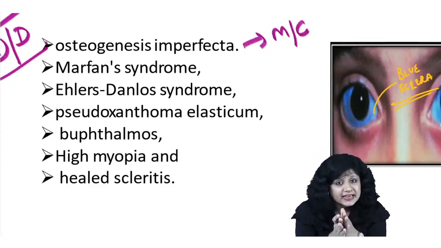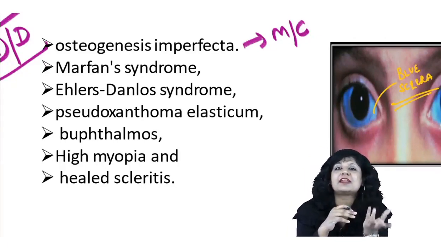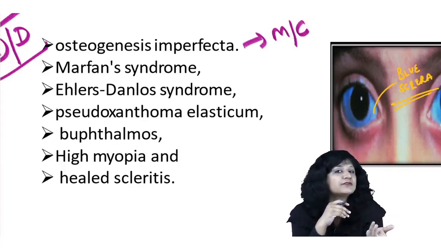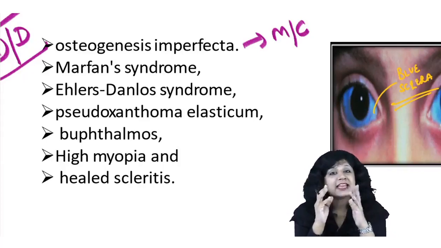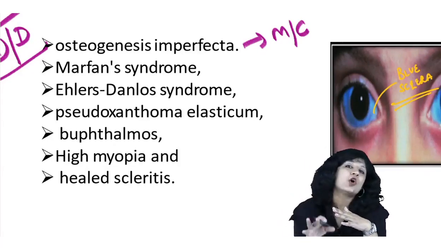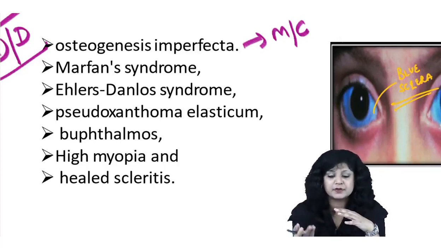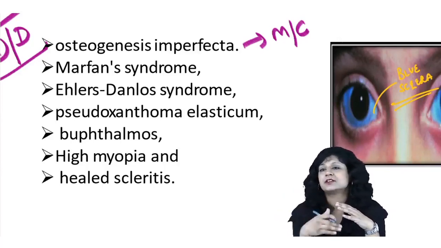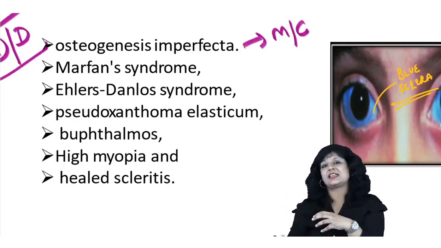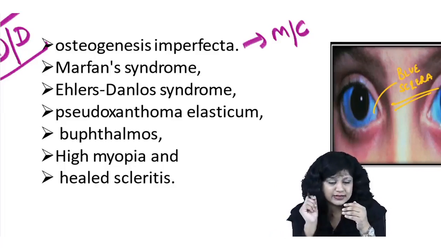Now this thinning can be due to two things. One is defective development of the connective tissue, and because of the defective development it is thinned out. Second, it is not defective development, rather it is some pathology like myopia, perforated corneal ulcers, scleritis or glaucoma, anything due to which there is secondary stretching of the sclera, and that is why we are getting the blue sclera.